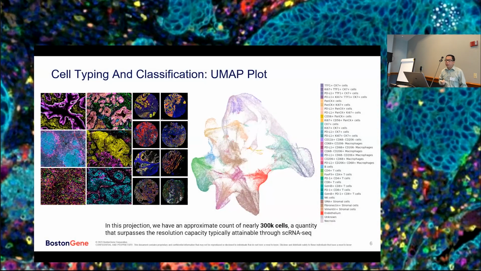So to elaborate a little bit, on the left, these are all the images with different colors denoting single markers. We can see we can achieve a high plex, and using our software, we can phenotype cells into various phenotypes as listed on the right, and plotted in this UMAP plot. This is a very good supplement to single cell RNA sequencing, which I know has its own limitations.